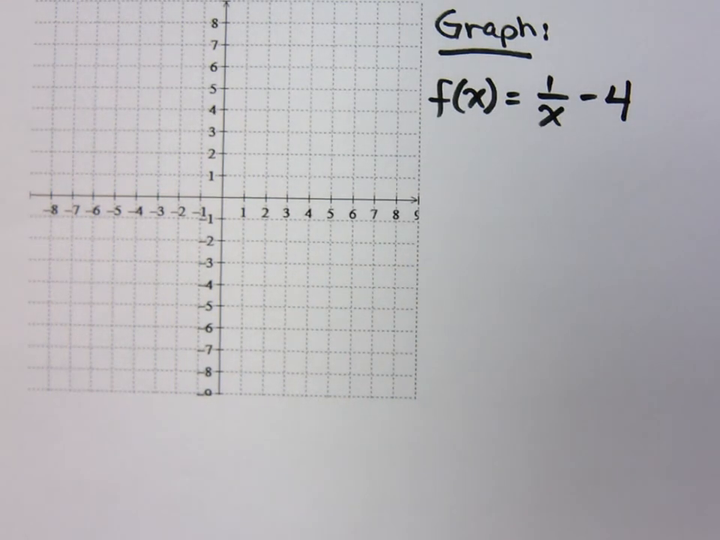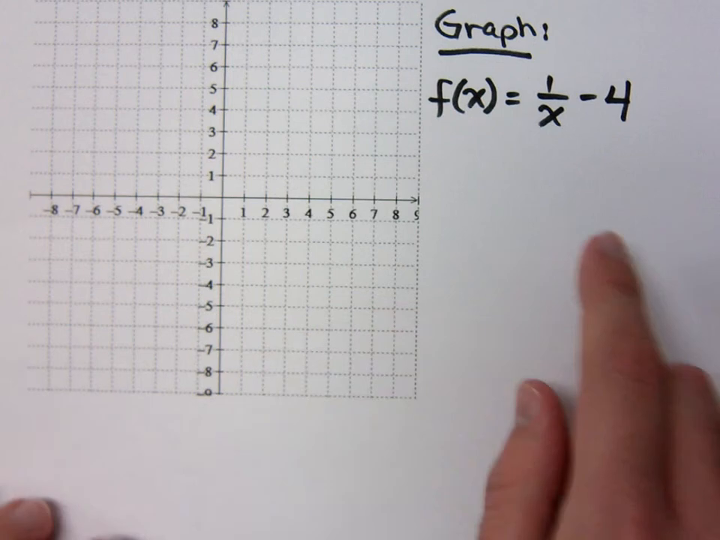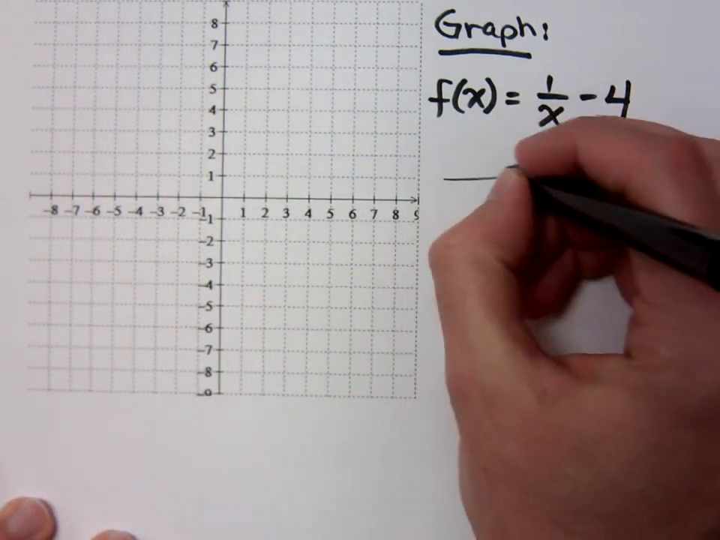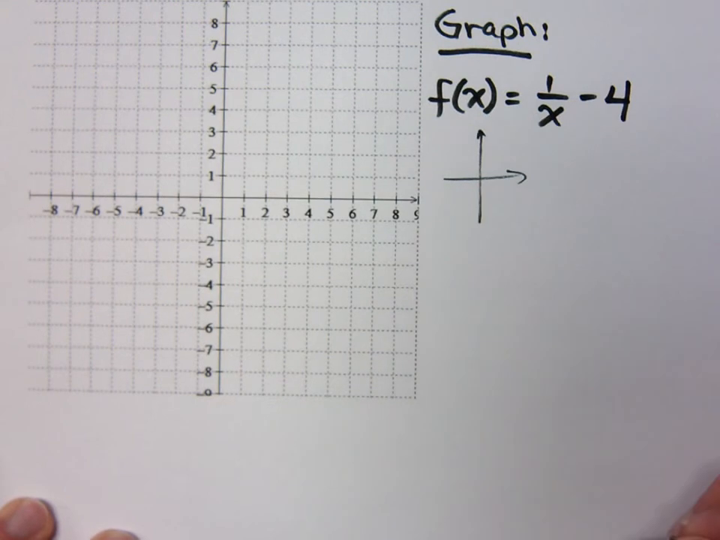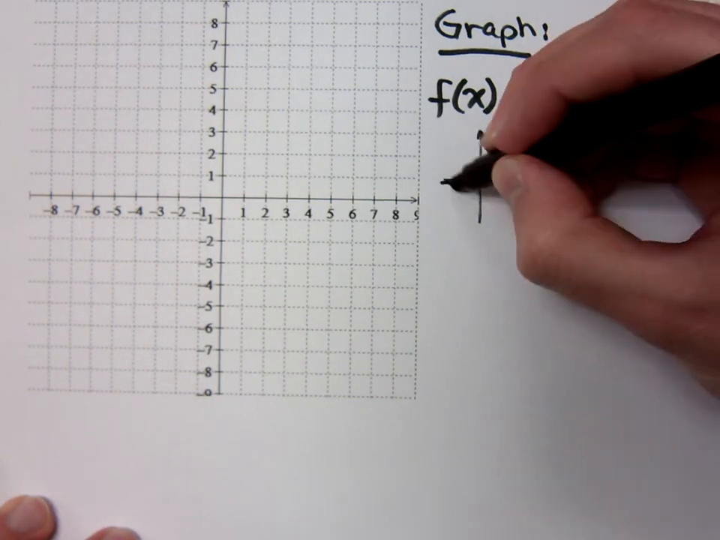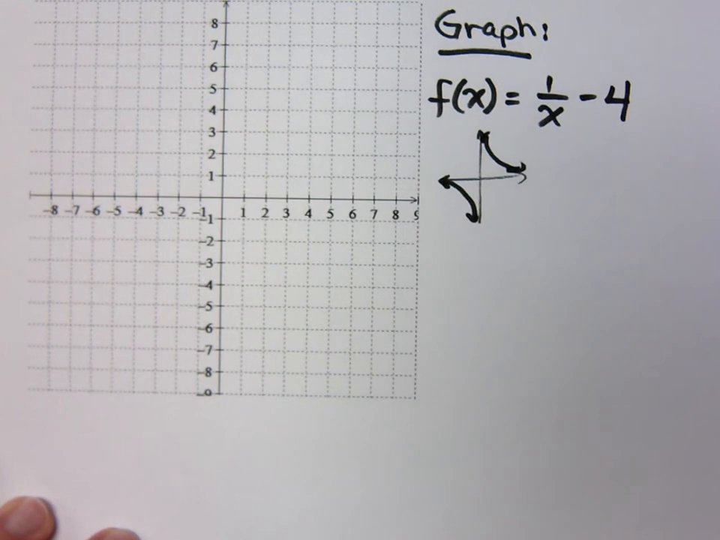I want you to graph 1 over x minus 4. So you have to make sure you know the basic shape, and we're going to take that and graph it here. If you had to sketch out the basic shape, what do you know? Isn't it that the reciprocal function looks like this? Okay. And what am I doing with this guy?